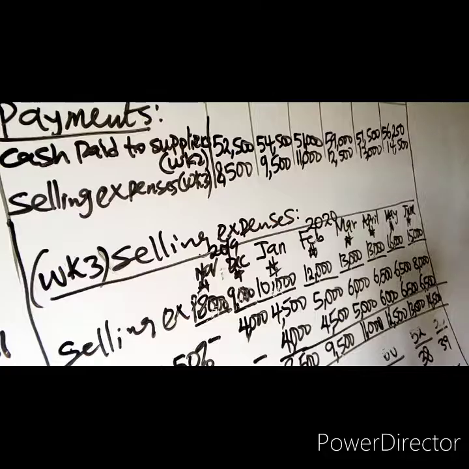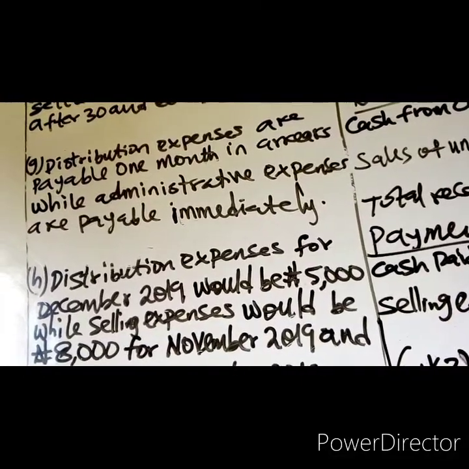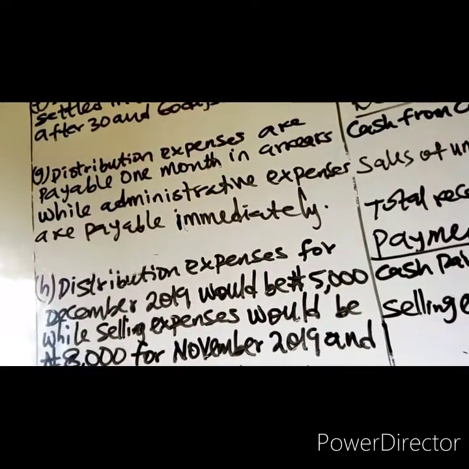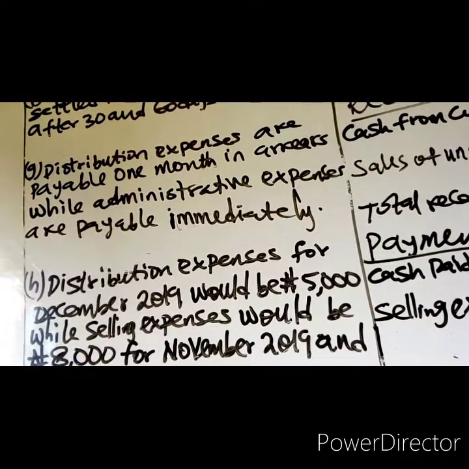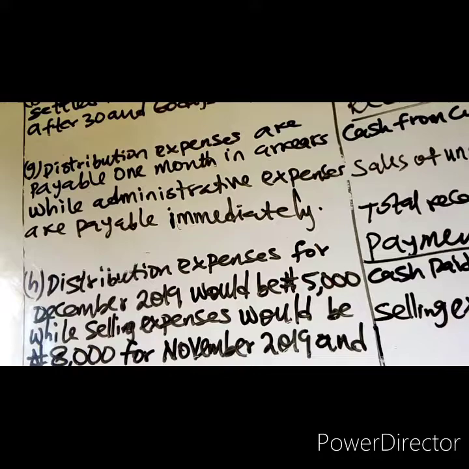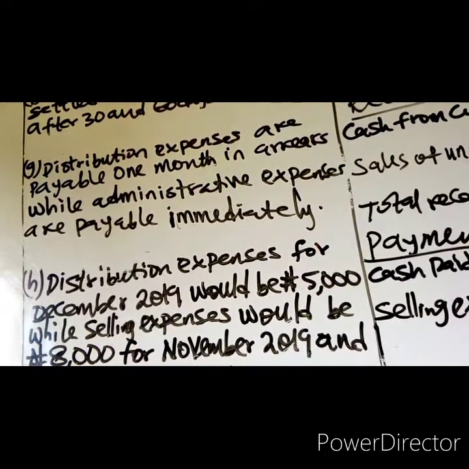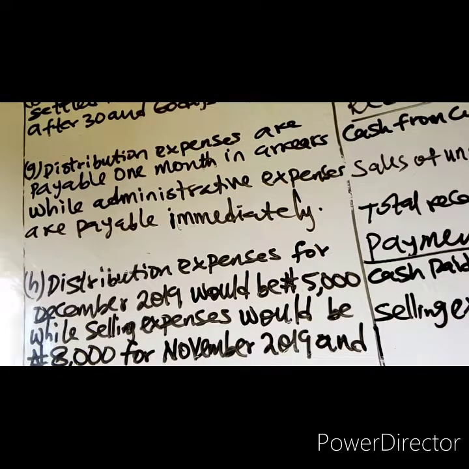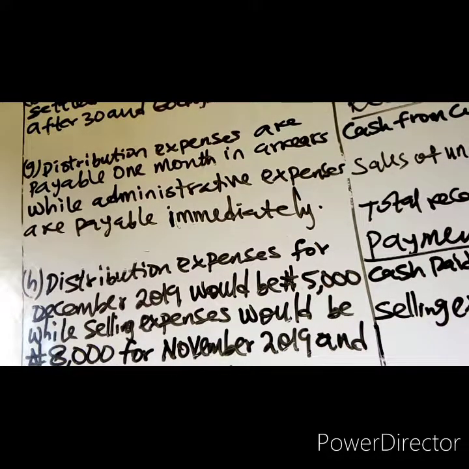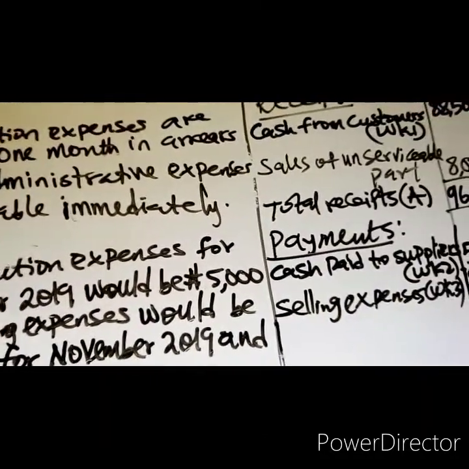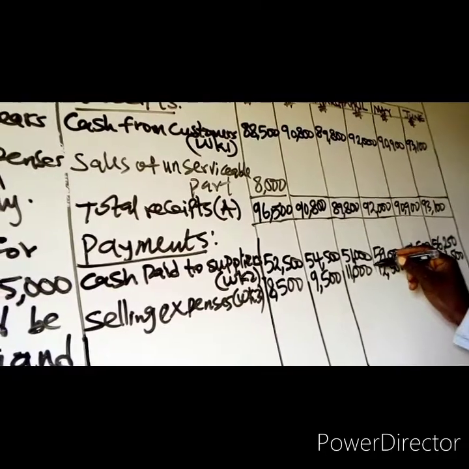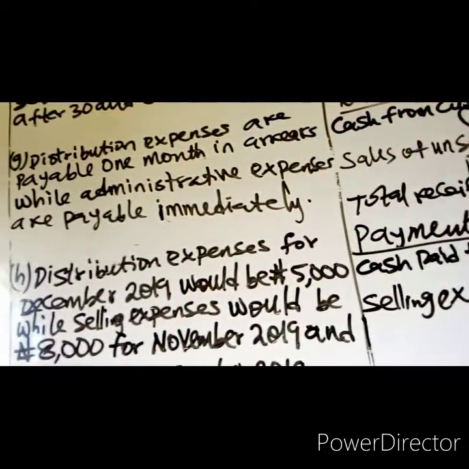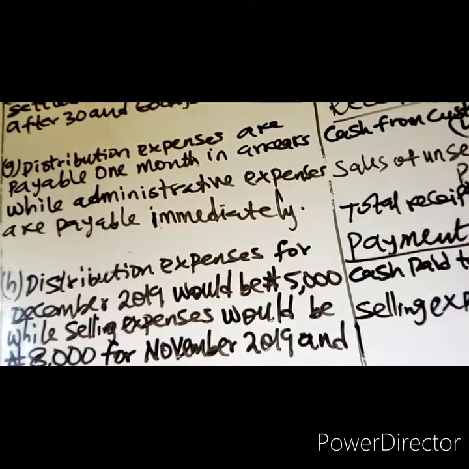Note G. We have distribution expenses. Distribution expenses are payable 1 month in arrears. What do we mean by that? The one for January will be paid in February. The one for February will be paid in March. The one for March will be paid in April. The one for April will be paid in May, while the one for May will be paid in June, in that order.